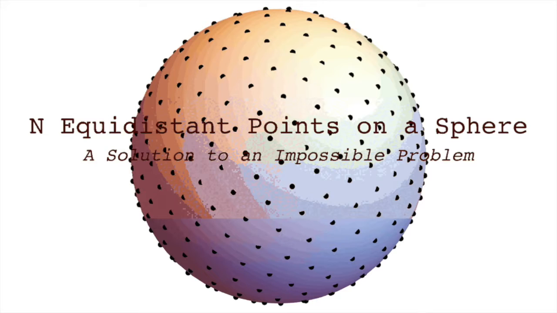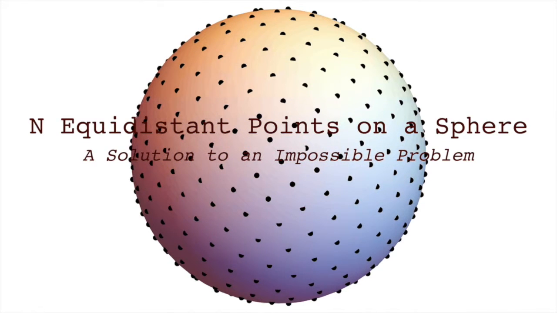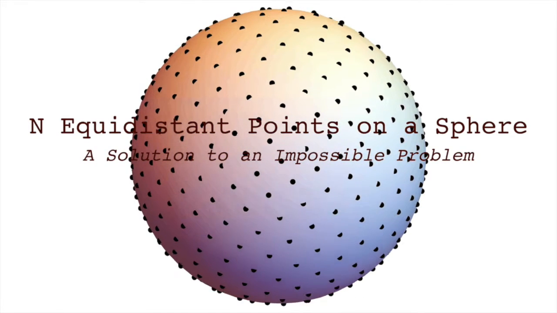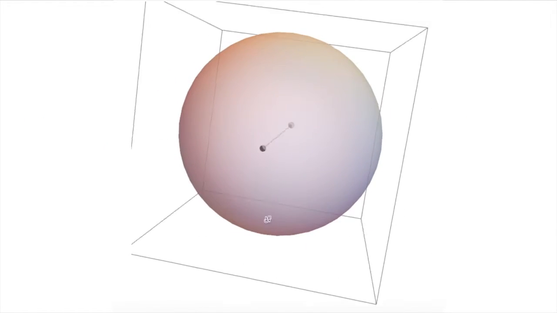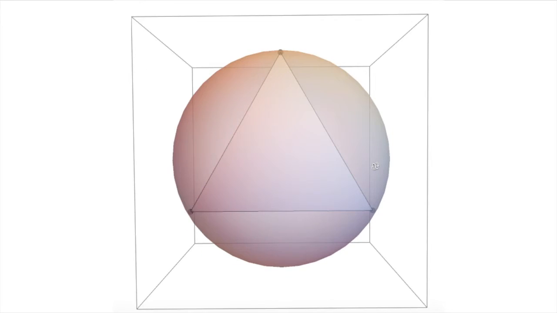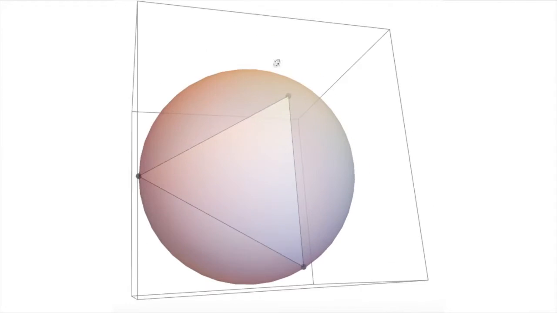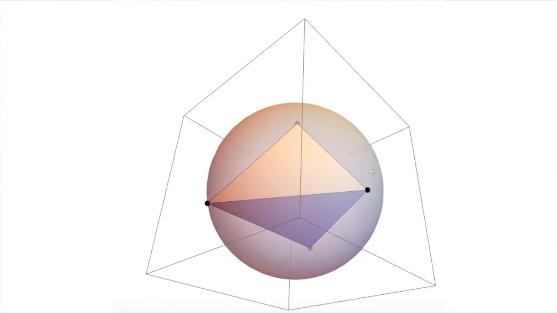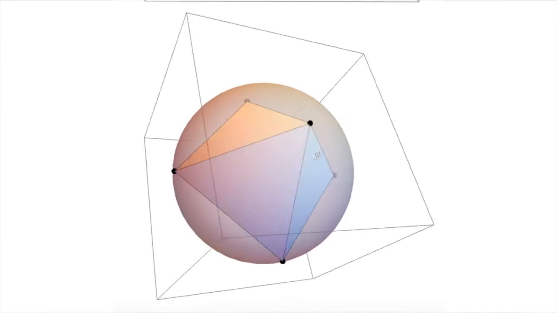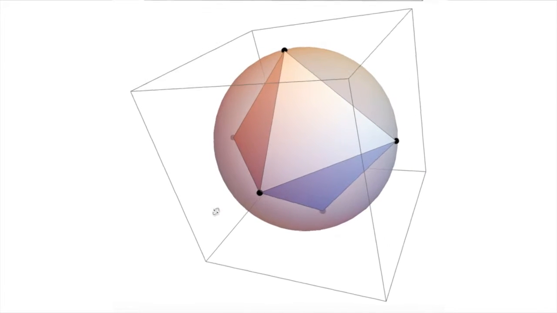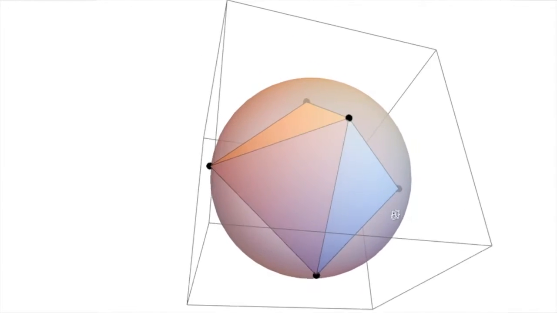The easiest way to understand why this problem is impossible to solve is to look at the configurations for small numbers of points. Let's start with two points spaced equally on a sphere. It is just two points on opposite poles. When it is three points, it is the vertices of an equilateral triangle. When it is four points, it is the vertices of a tetrahedron. When it is six points, it is the vertices of an octahedron. Those are all cases where it is possible to equally space points on a sphere.